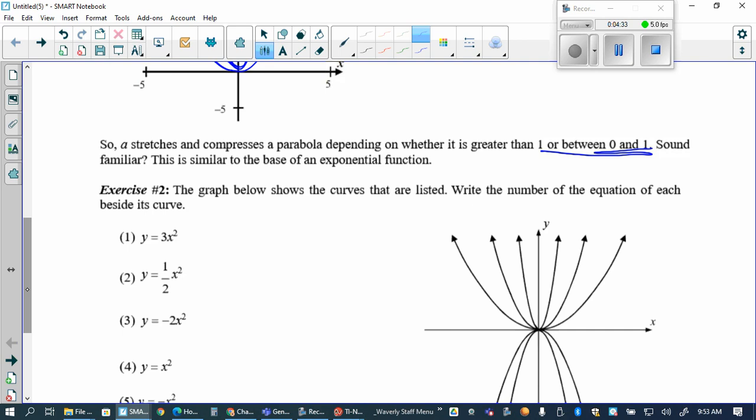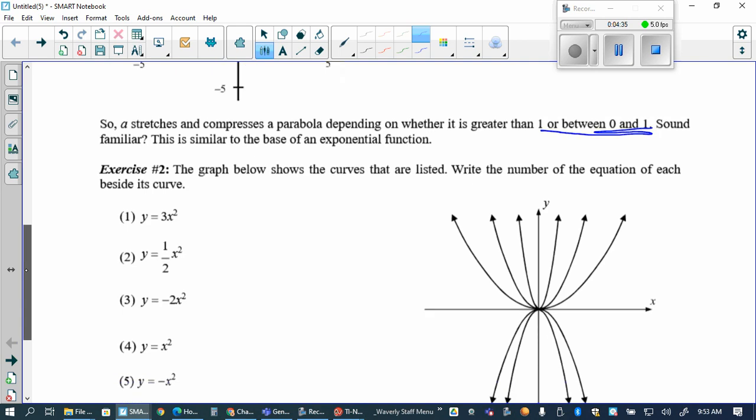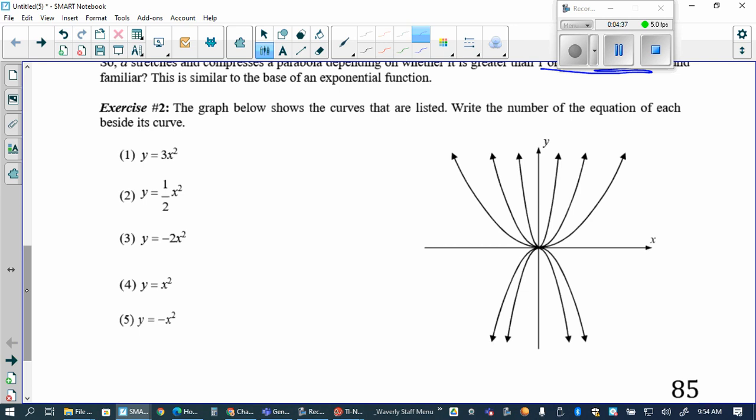Okay, so let's think about what we know about stretching and flipping and see if we can match these up with its graph over here, right?